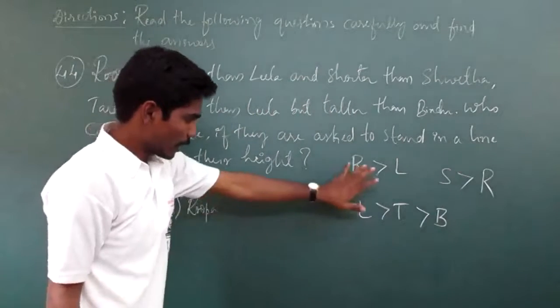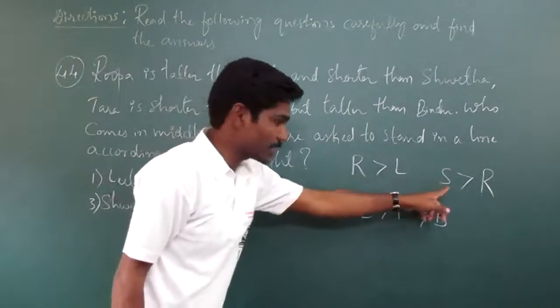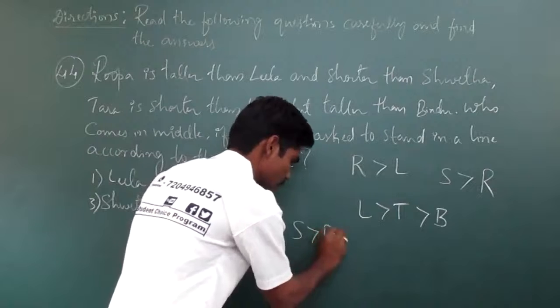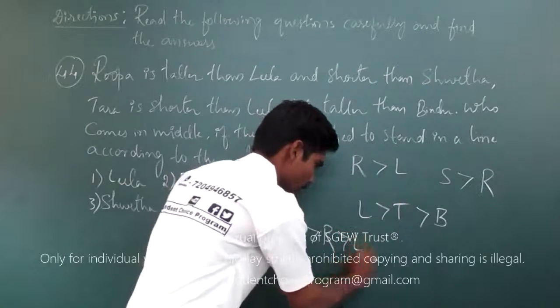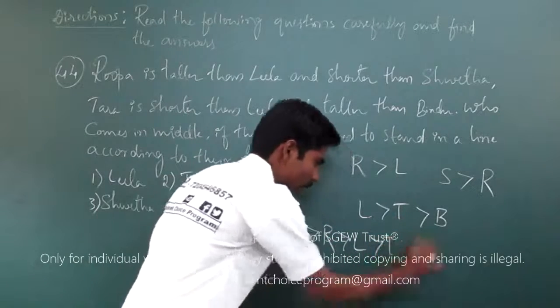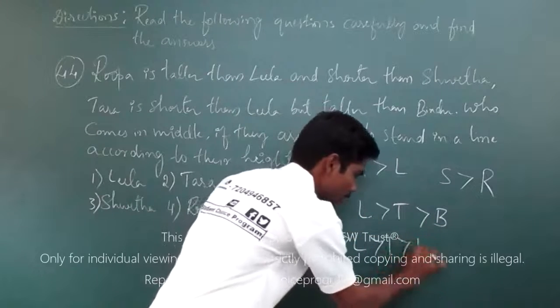Okay. Now let us rearrange this. R is greater than L where S is greater than R. So first I will write S is greater than R. Next R is greater than L whereas L is greater than T. L is greater than T where again T is greater than B. T is greater than B.